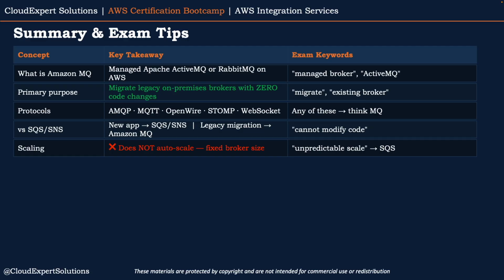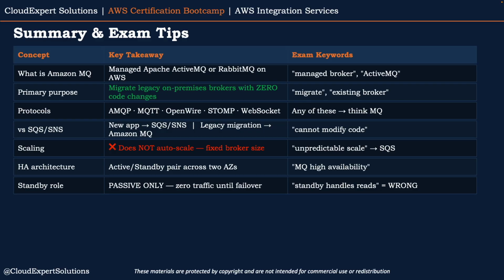Remember the scaling limitation. Amazon MQ does not auto scale. If you see a scenario describing unpredictable traffic spikes or massive scaling requirements, at that point go away from Amazon MQ and lean towards SQS. For high availability architecture, use an active standby pair across 2 availability zones. Standby is passive, with zero traffic. The only purpose is failover. Don't let the exam trick you into thinking standby handles read traffic like an RDS read replica. It does not. Shared Amazon EFS storage for ActiveMQ means no messages are lost during failover.